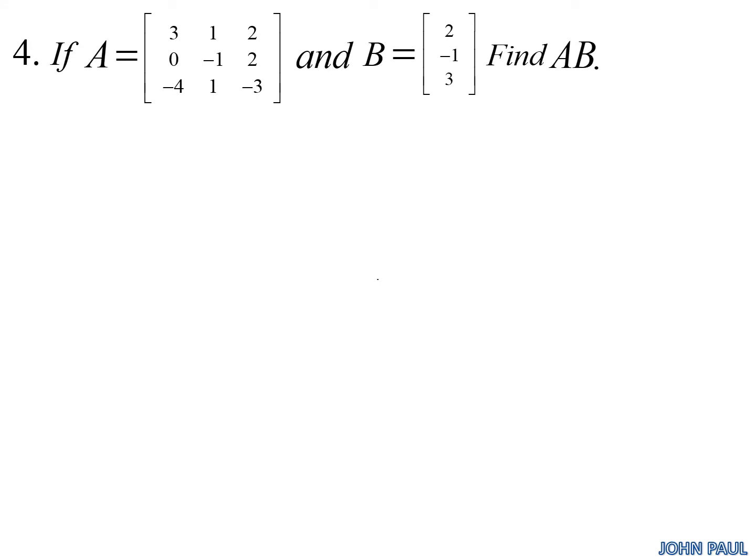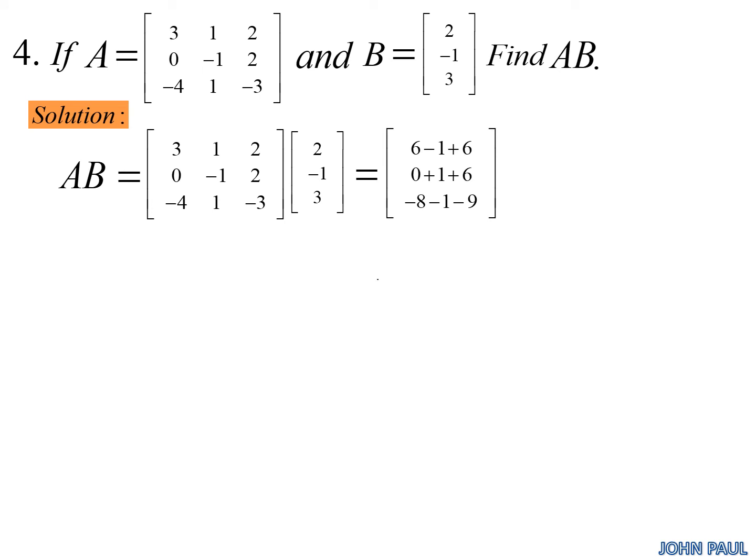Fourth problem, if A and B are matrices, find AB. In this, matrix A is 3 by 3. Matrix B is 3 by 1. So matrix multiplication is possible. When matrix multiplication is possible, it means the number of columns in the first matrix and the number of rows in the second matrix should be equal.